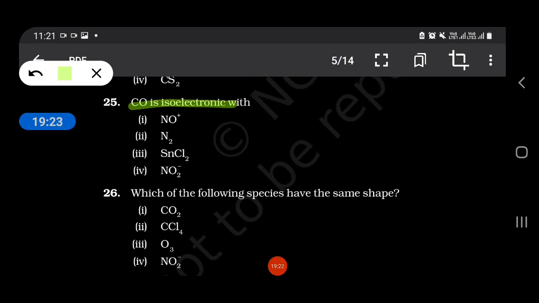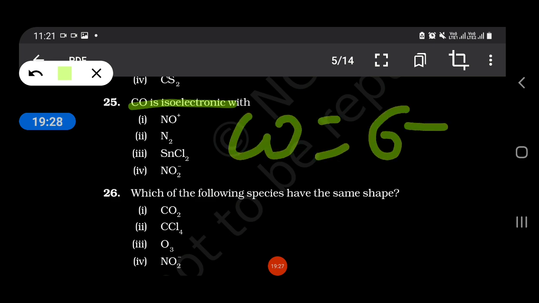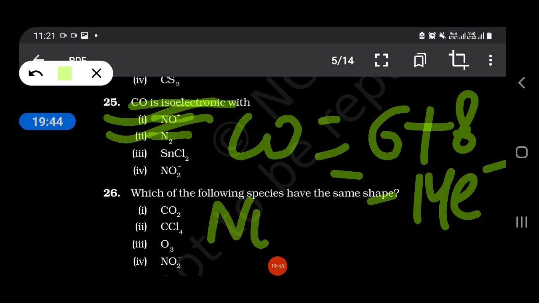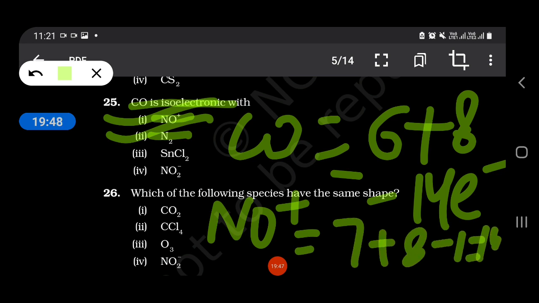CO is isoelectronic with N2. CO has 6 plus 8, that is 14 electrons, and N2 also has 14 electrons. So our answer is 1 and 2. And NO plus has 7 plus 8 minus 1, that is 14 electrons.